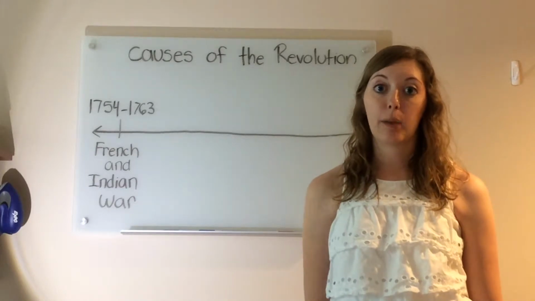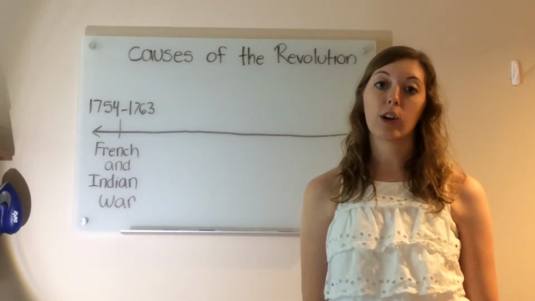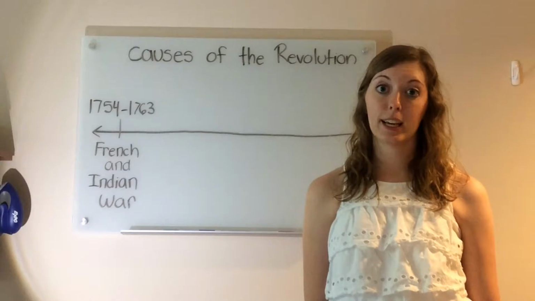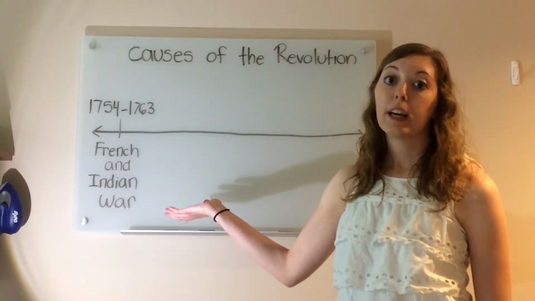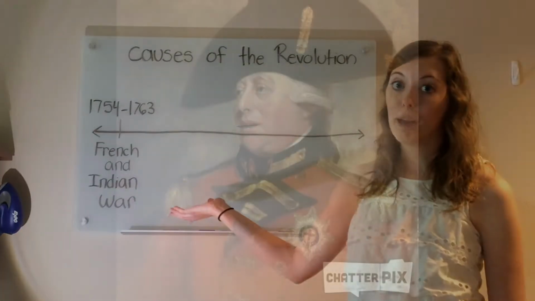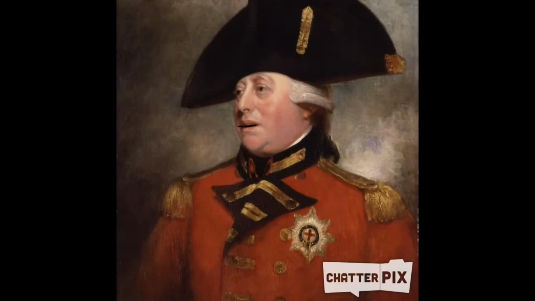King George in England had provided much of the funding that the colonists and the British troops needed in order to win this war. And following the French and Indian War, he was concerned about how he was going to make that money back. The French and Indian War was very expensive for me and my kingdom. I must find a way to make that money back. I know, I'm going to tax the colonists.